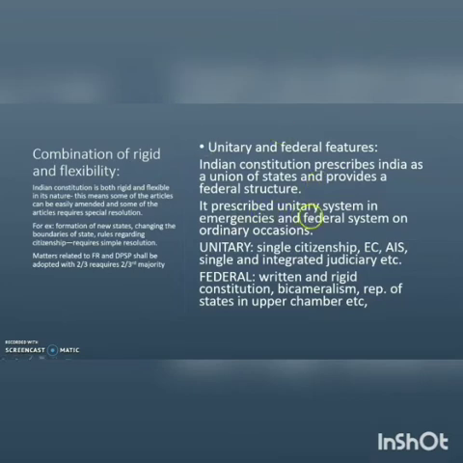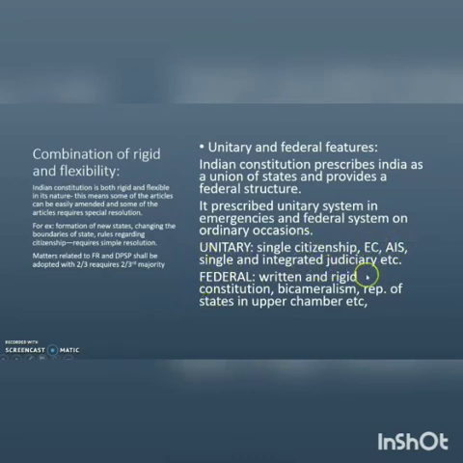Here it prescribes a unitary system in emergencies and a federal system on ordinary occasions. That means whenever there is war, constitutional emergency, financial emergency, or any emergency situation, the administration of the country becomes unitary. Other than emergencies, the country functions in the federal system. What are the unitary features? The unitary features are single citizenship, Election Commission, All India Services, and a single and integrated judiciary.